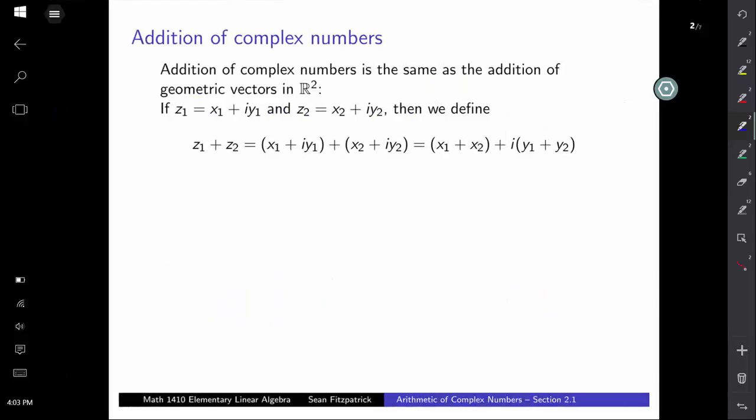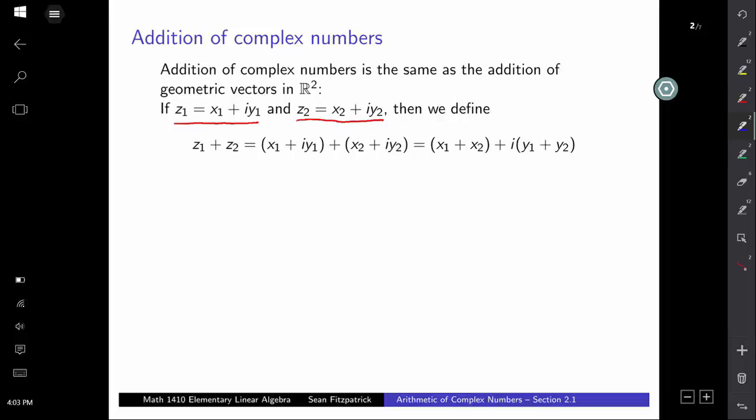So how do you add complex numbers? Well, you add them in some sense in the most obvious way possible. You just combine like terms, the same as if you were adding two polynomials or, as we'll see later on, adding two vectors. You just add the corresponding parts. So if I have two complex numbers, z1, x1 plus i times y1, and z2, x2 plus i times y2, and I want to add them together, well, I add the x's and I add the y's.